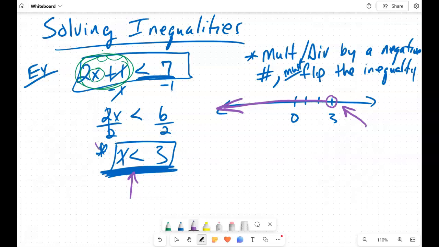Okay, so we have the algebraic version of the solution. We have the graphical version of the solution on the number line. And one last method that we can do to write this solution is using interval notation.